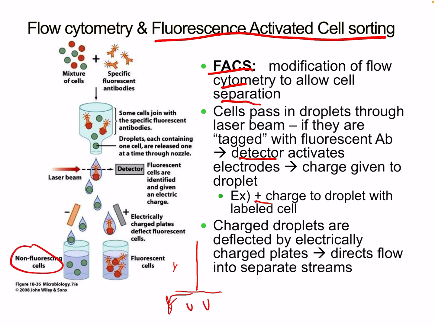So here we can see it's sorting non-fluorescent cells and fluorescent cells into their own tubes, using electrically charged plates to deflect fluorescent cells. There can be different charges for different fluorescents, so we can move them. These charged droplets are deflected by electrically charged plates and directed into separate streams. So again, this also gives us a way to collect them afterward and then do any further examination.